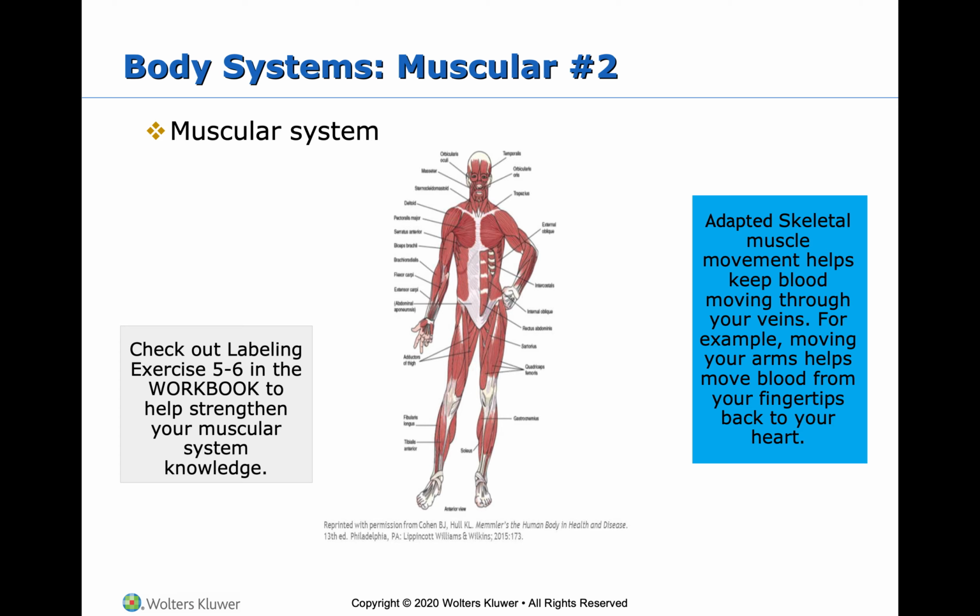So here's a picture of your muscular system. It says over here in the blue box, skeletal muscle movement helps keep blood moving through your veins. For example, moving your arms helps move blood from your fingertips back to your heart. So there are certain movements and certain muscles that help your blood actually flow.